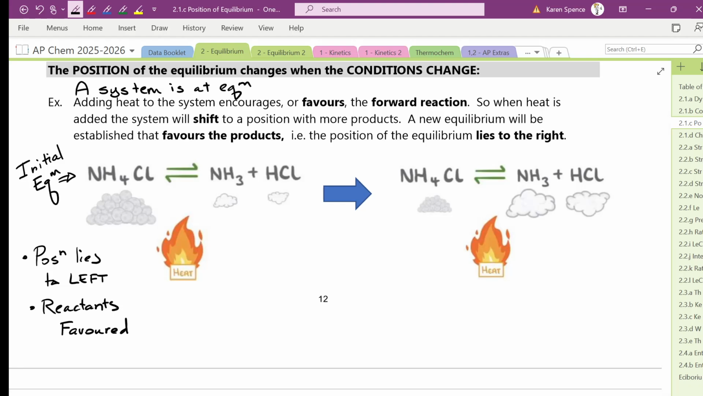Okay? Just use one. Now, what do we do next? We're going to add some heat. In other words, we are going to increase the temperature. So one, we have our initial equilibrium. Two, we increase our temperature. That is a change in condition, yes?